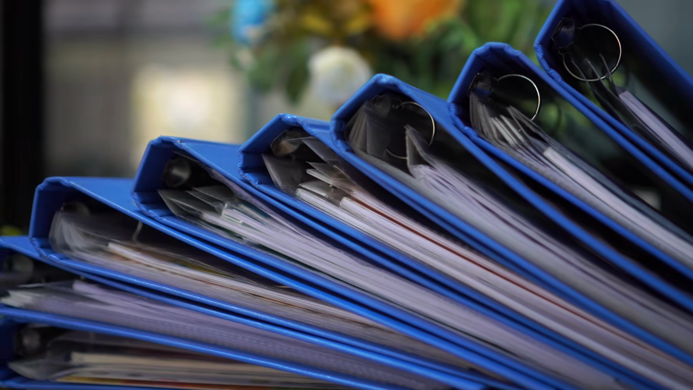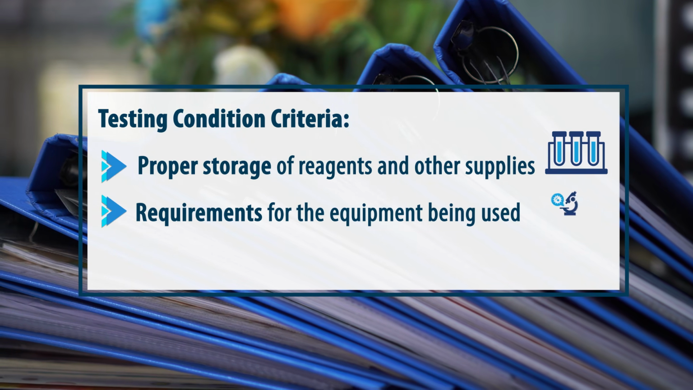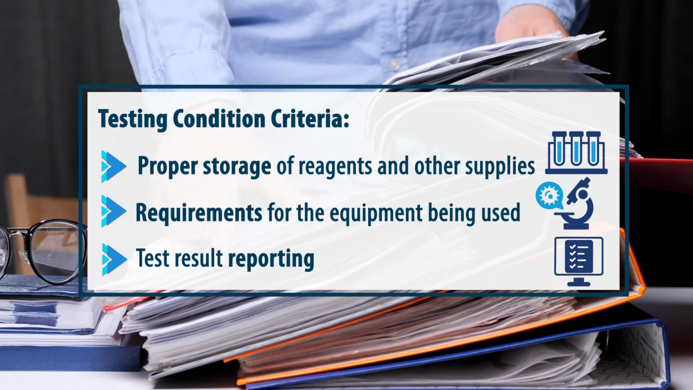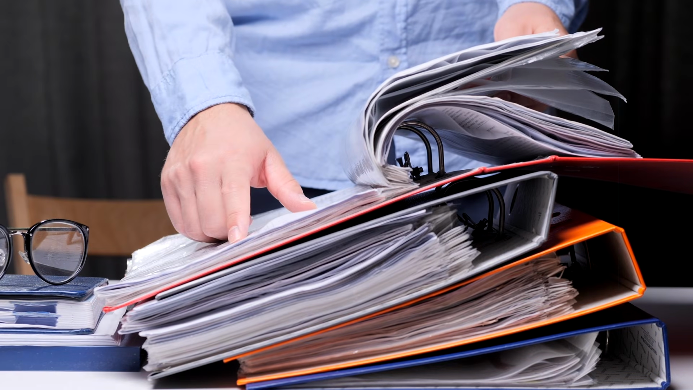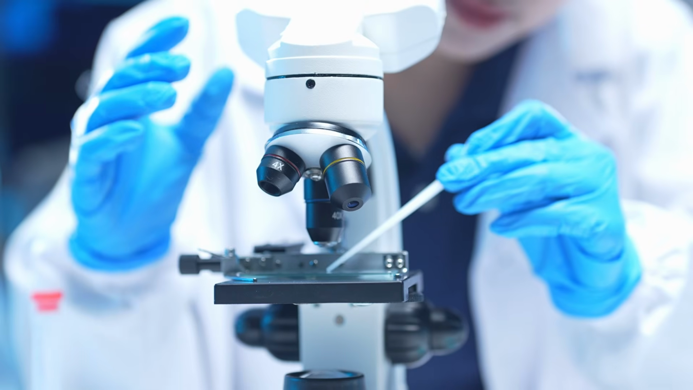The procedure manual defines criteria for appropriate testing conditions for each type of test, including proper storage of reagents and other supplies, requirements for the equipment being used, and proper test result reporting. You should review the procedure manual as needed during specimen preparation and testing.